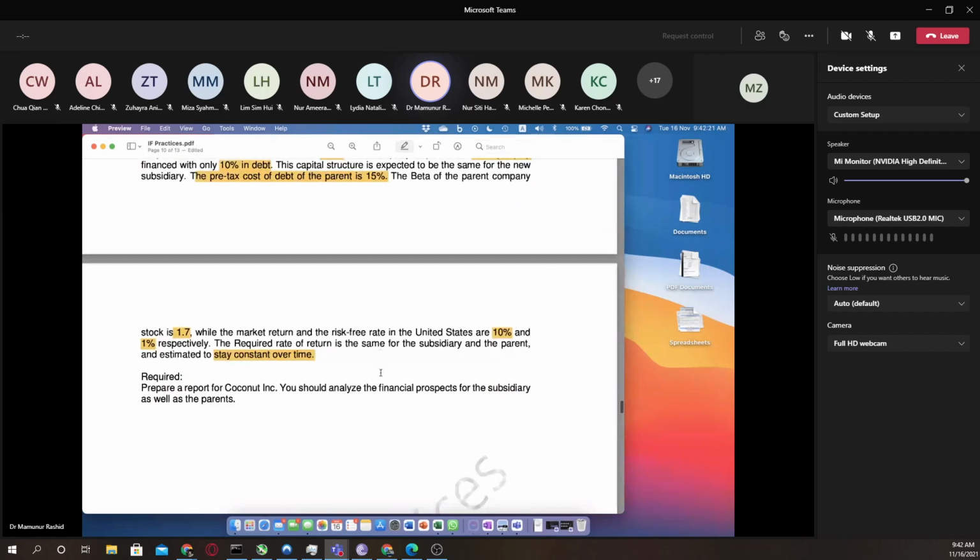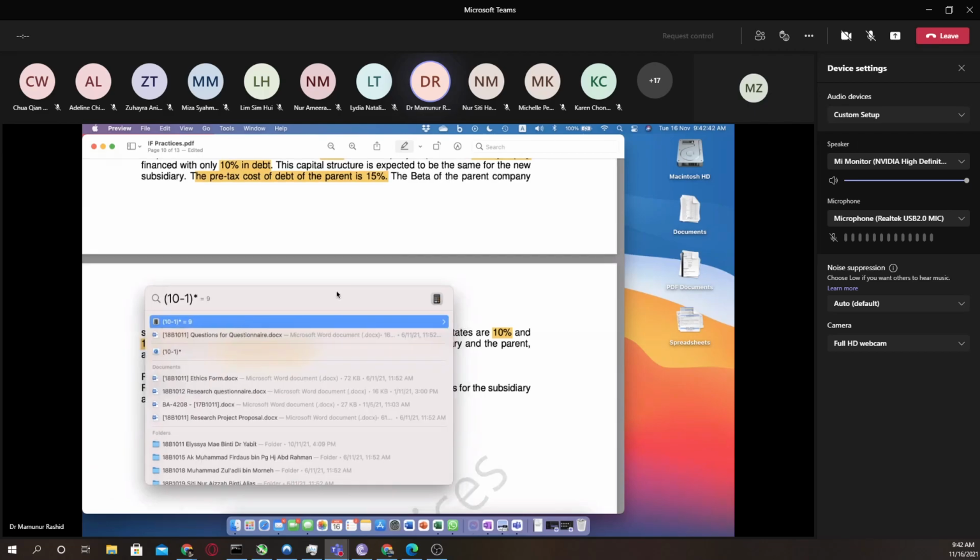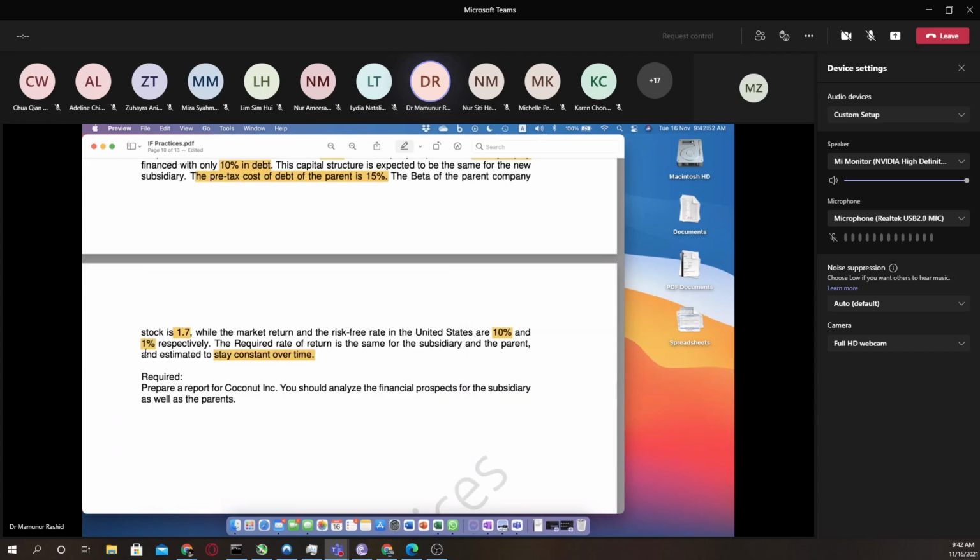The market return is 10%, so 10 minus 1% is 9%. 9 multiplied by, let me show it here. So basically this is 10% minus 1%, and then we are multiplying with the stock beta, which is 1.7. So altogether it becomes 15.3, and the 15.3 will be added to the risk-free rate of return, should be 16.3.